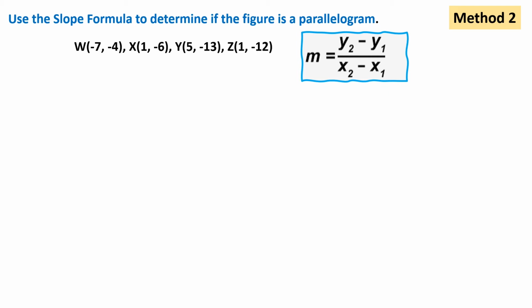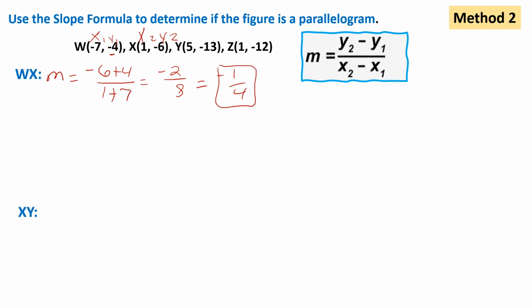We want to use the slope formula to determine if these ordered pairs would create a parallelogram. So I have the slope formula right here. And first I'm going to find the slope of WX. So I'm going to label my ordered pairs X1, Y1, and X2, Y2, and just plug it in. So M equals, so Y2 minus Y1 would be negative 6 plus 4, because I have that minus negative, so that's a plus. And then 1 plus 7, so same thing, I have a double negative. Simplifies to negative 2 over 8, and reduces to negative 1/4.